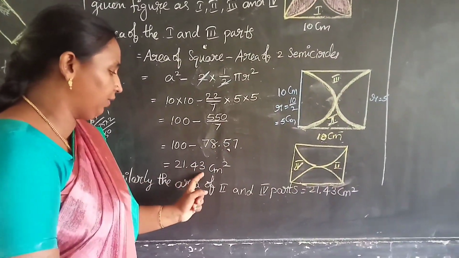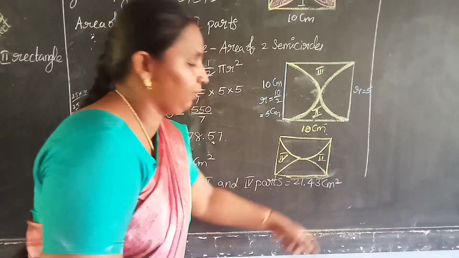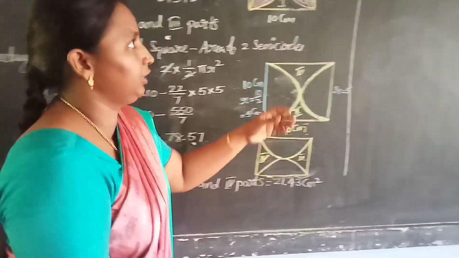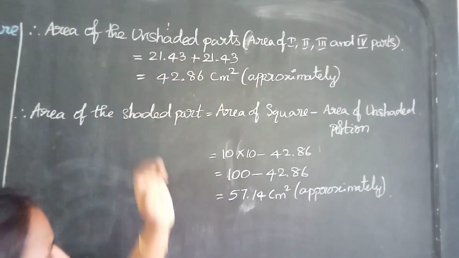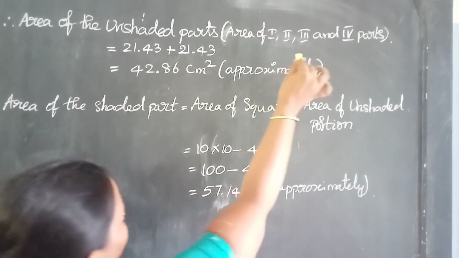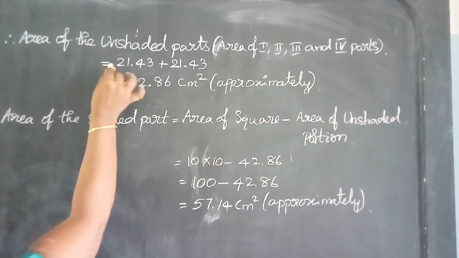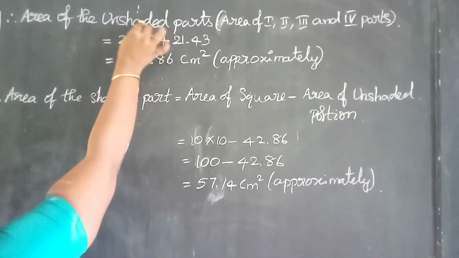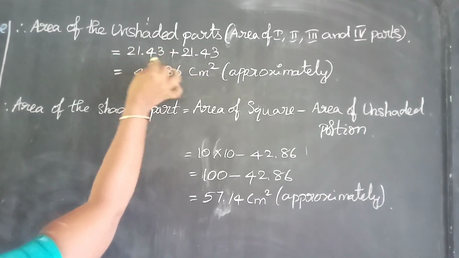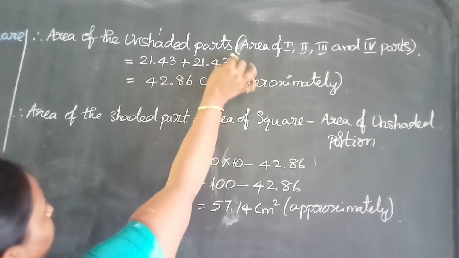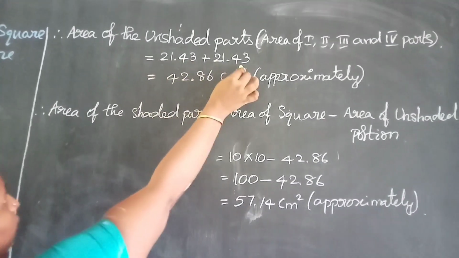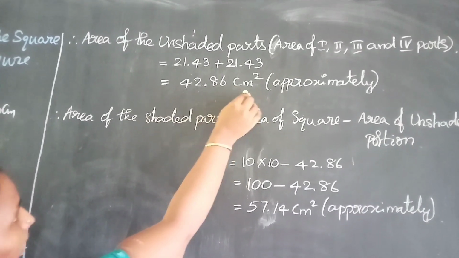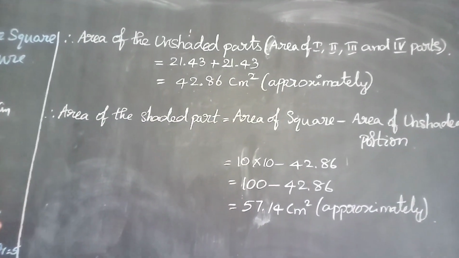So now what is the area of 1, 2, 3, 4 parts? Add both, 21.43 plus 21.43 centimeter square. So that I wrote as the area of unshaded parts. That is, the area of 1, 2, 3, 4 parts equals 21.43, this is the area of 1 and 3, plus 21.43, this is the area of 2 and 4 parts. So add these two, you will get 42.86 centimeter square.